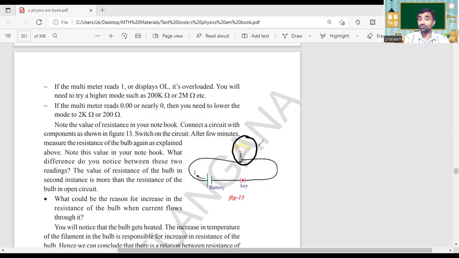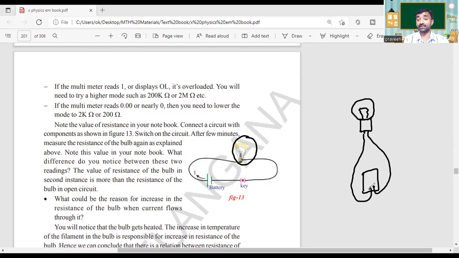So before switch on, right? Before connecting your bulb into the circuit, just you need to measure the resistance of the bulb. So how to measure the resistance of the bulb? Use your multimeter, right? The probes are connected to the terminals of the bulb here, before connecting that into the circuit. So the multimeter will display a reading, that is the resistance of the bulb before you connect it into the circuit.